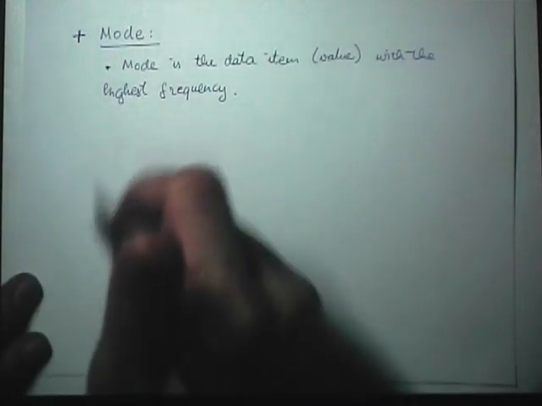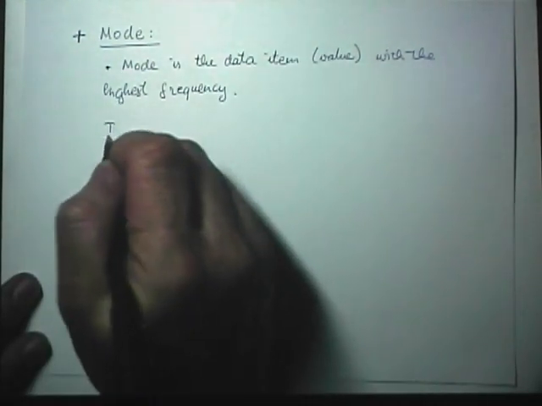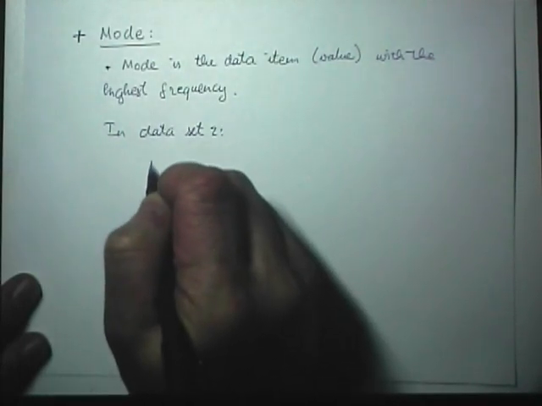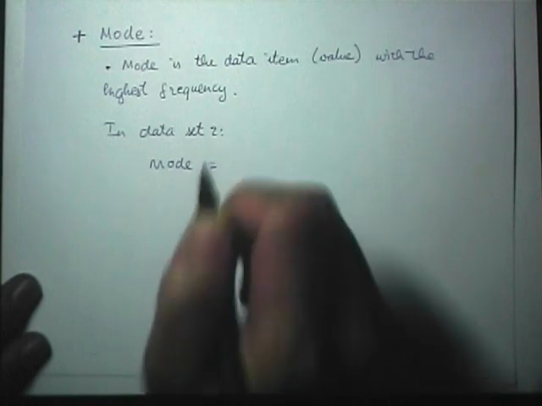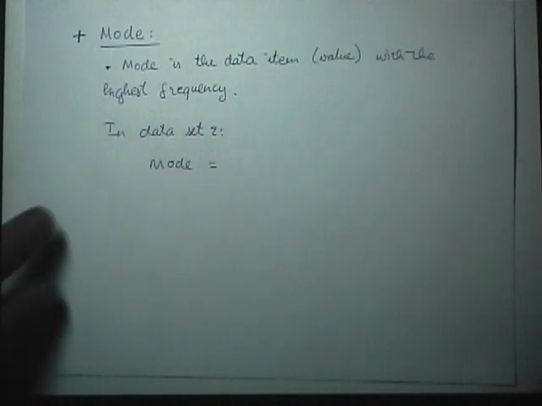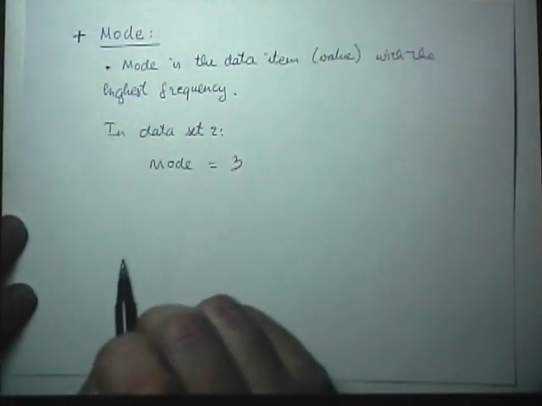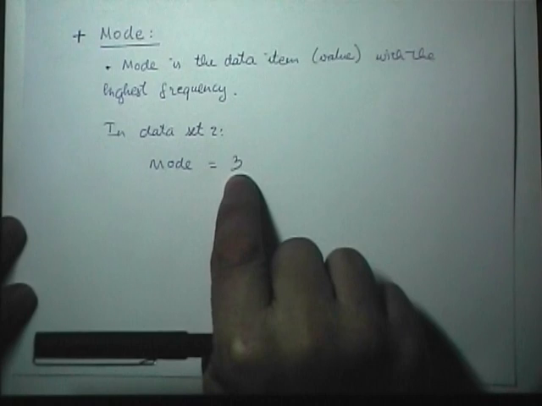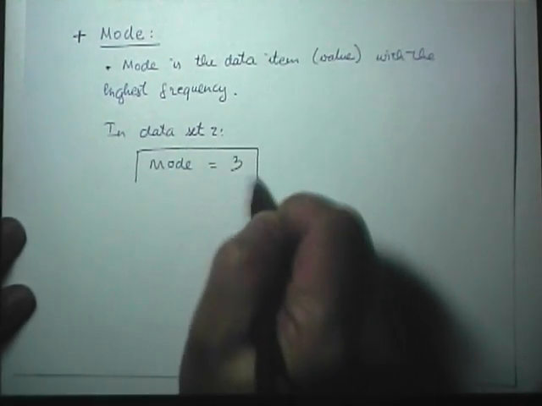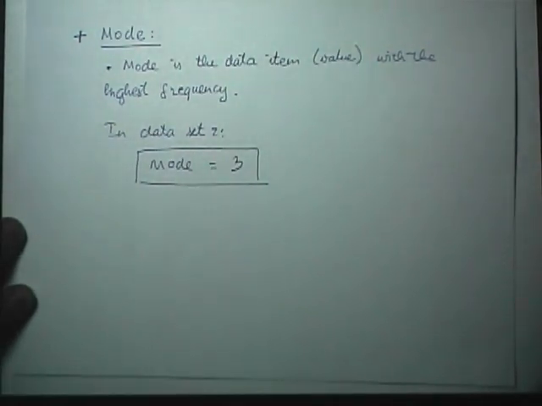So in our example, in data set 2 that we're looking at, the mode equals, which one has the highest frequency? It looks like 3. 3 has 5 of them. There are 5 threes, which is the most. So the mode here is 3. 3 is the data value, but the reason we call it the mode is because that's the one that occurs most frequently.